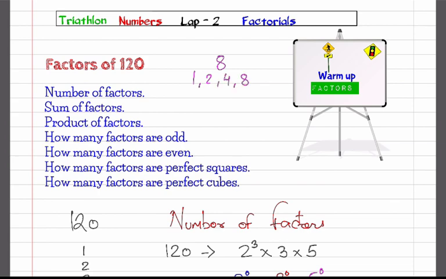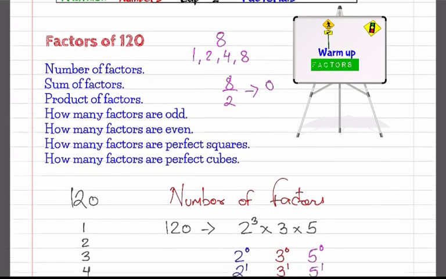Similarly, what are the factors of 120? For some of you who don't know factors, a factor is a number such that if I divide the number by it, for example by 2, the remainder will be 0. So what are the factors of 8? 1, 2, 4, 8. If I divide 8 by all these numbers, the remainder will be 0.